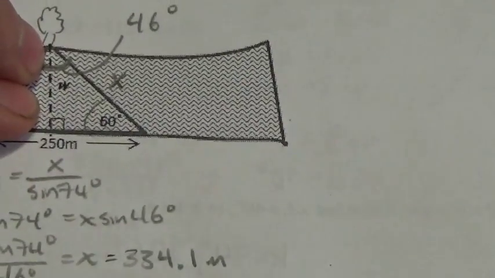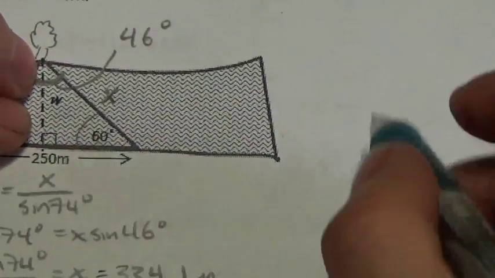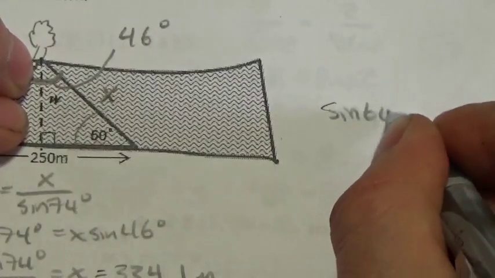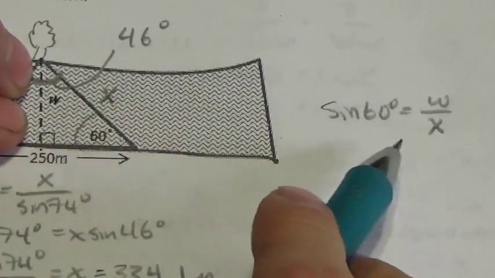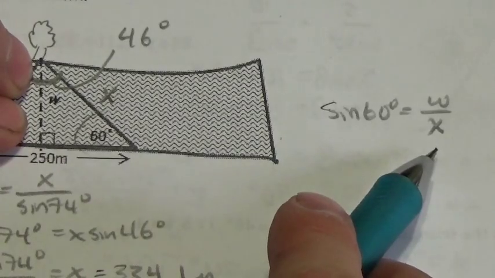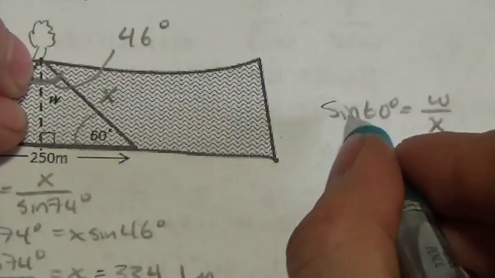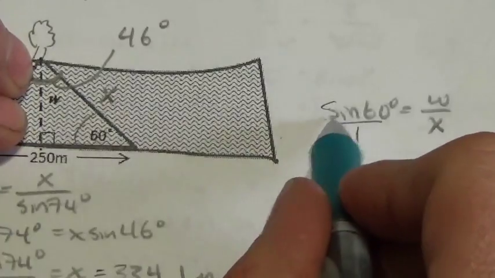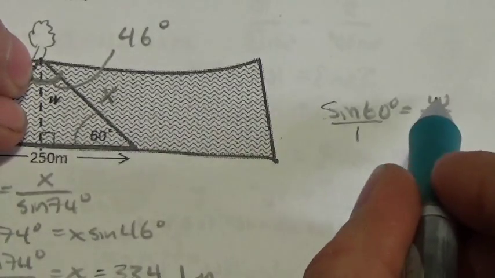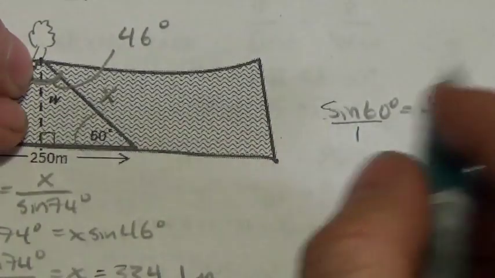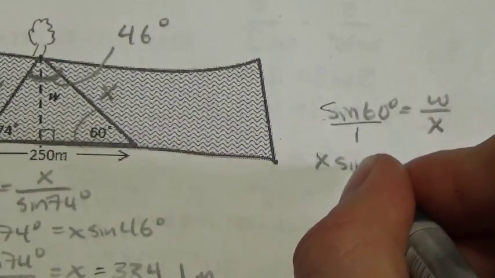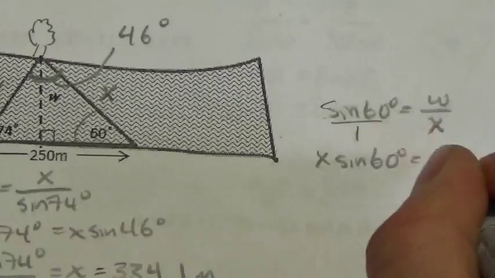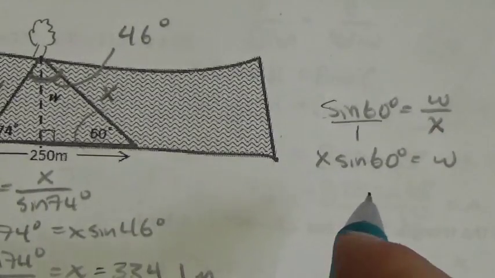So to figure out what the width is, the sine of 60 degrees is going to equal the width over x. But I know what x is. Now, I'm going to write it out like this, as the sine of 60 degrees over 1 is equal to w over x. The reason I do that is because with trigonometry, I really like this idea of consistently doing this little bit of cross multiplication here.